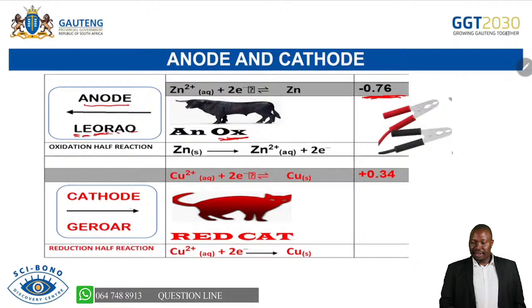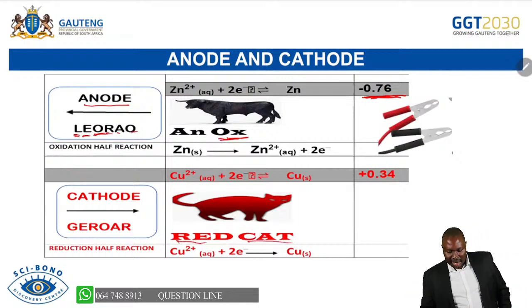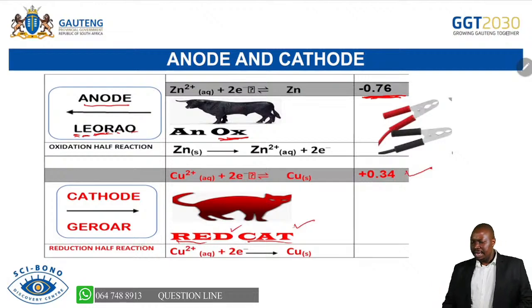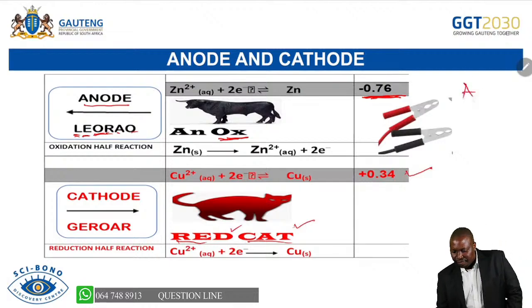But at the cathode itself, we're talking about the red cat. I think these are the cats of the future. We're going forward, and red cat means that is the cathode. At the cathode, that is reduction. So where we have a higher standard reduction potential, that is our cathode, where reduction takes place. I always want you to remember that A comes before C.